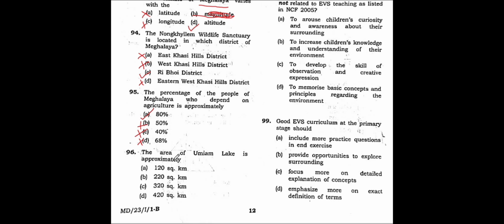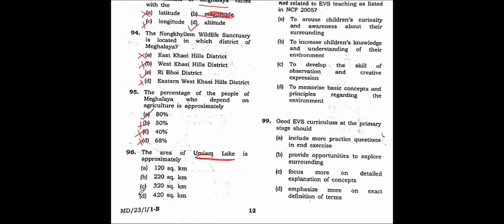Question number 96. The area of Umiam Lake is approximately, see, this is a bonus question. This is a lottery type of question for the people of East Khasi Hills, for the people of Shillong. So this is a lovely question for us, right? So what do we do here? The area of Umiam Lake, most famously known as Barapani, right? So they are asking us, what is the area of Barapani, or what is the area of Umiam Lake? Approximately how many square kilometers?